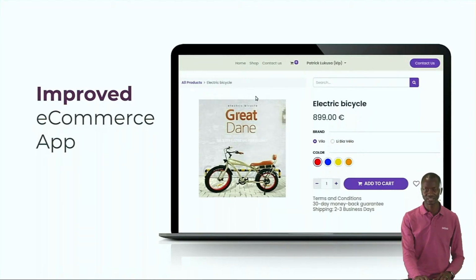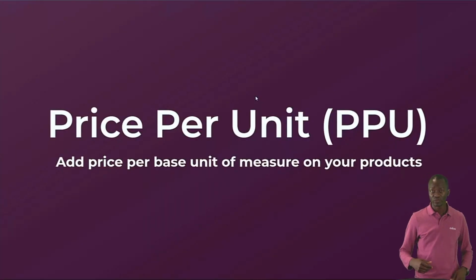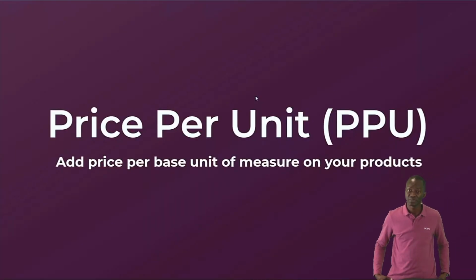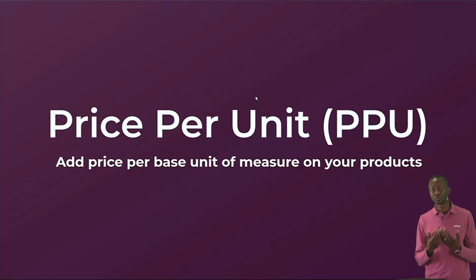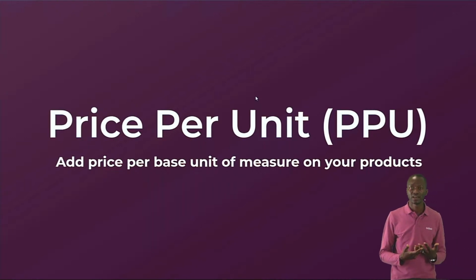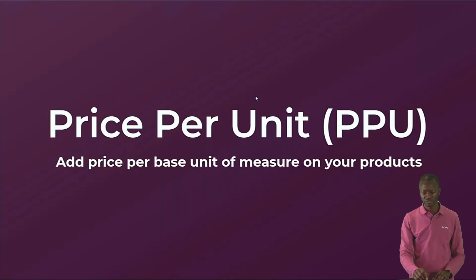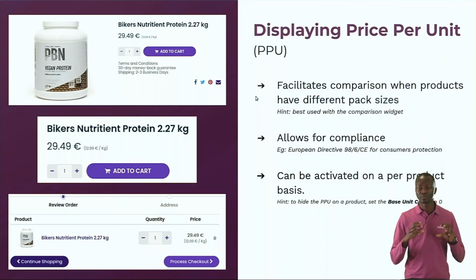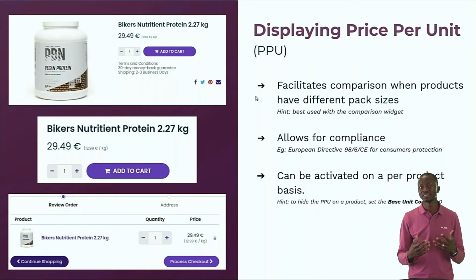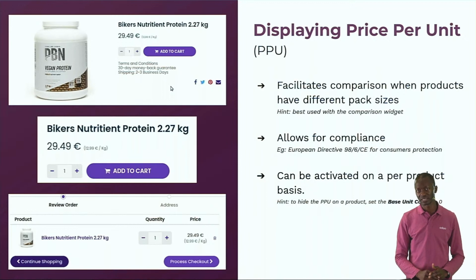And let's get started. One of the things I wanted to show you is the possibility now to display what we call a price per unit. Unlike the sales price, the price per unit will allow you simply to help compare products that you sell in different packaging. For example, I have a box of protein that I sell in a package of 2 kilograms, and maybe in another pack of 5 kilograms, each having a different price.